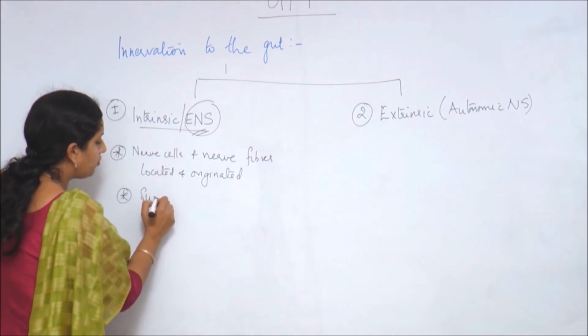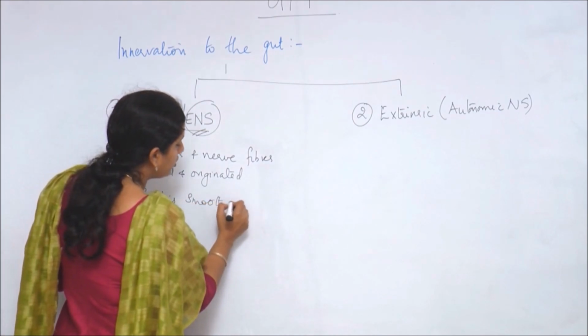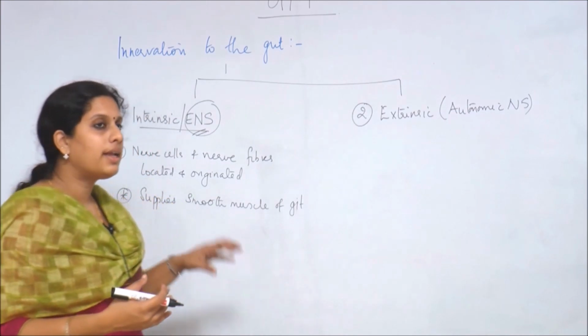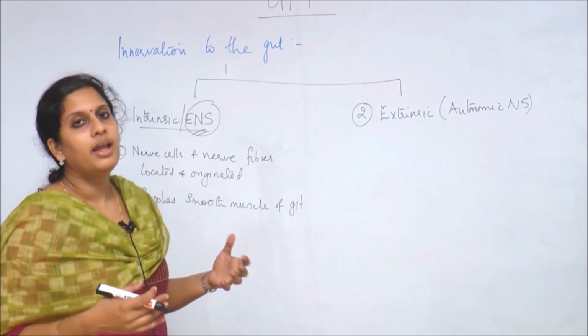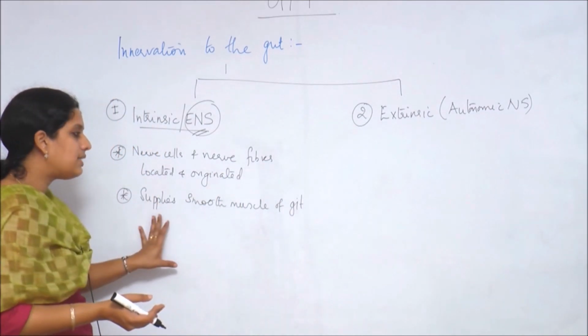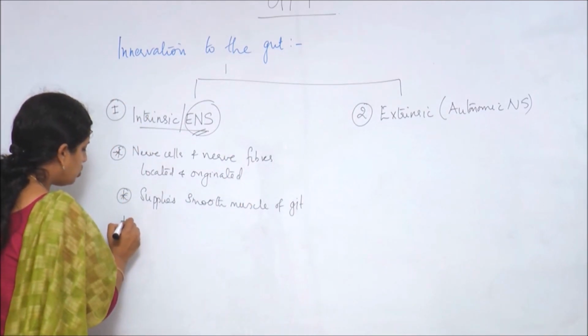smooth muscles of the GIT. It supplies the smooth muscles of the alimentary tract except the upper part of the esophagus and the external anal sphincter, which is composed of striated muscle. So it mainly supplies the smooth muscles of the GIT.